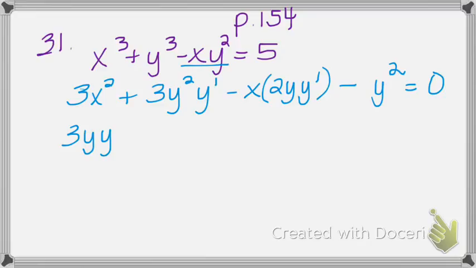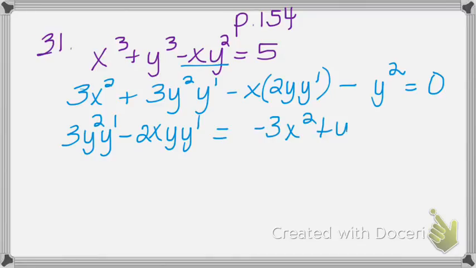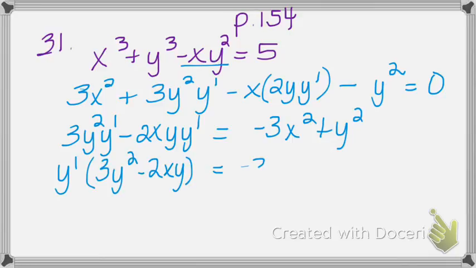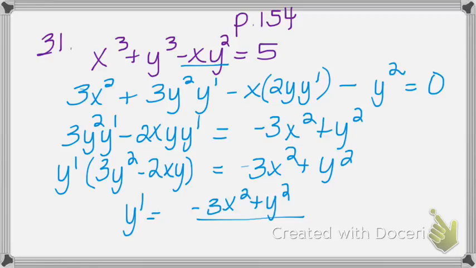Let's go ahead and we'll switch that around just a little bit, just because it's easier. Take the negative 3x squared over and the y squared over. Factor out the y prime. And then divide. That was like the A part.